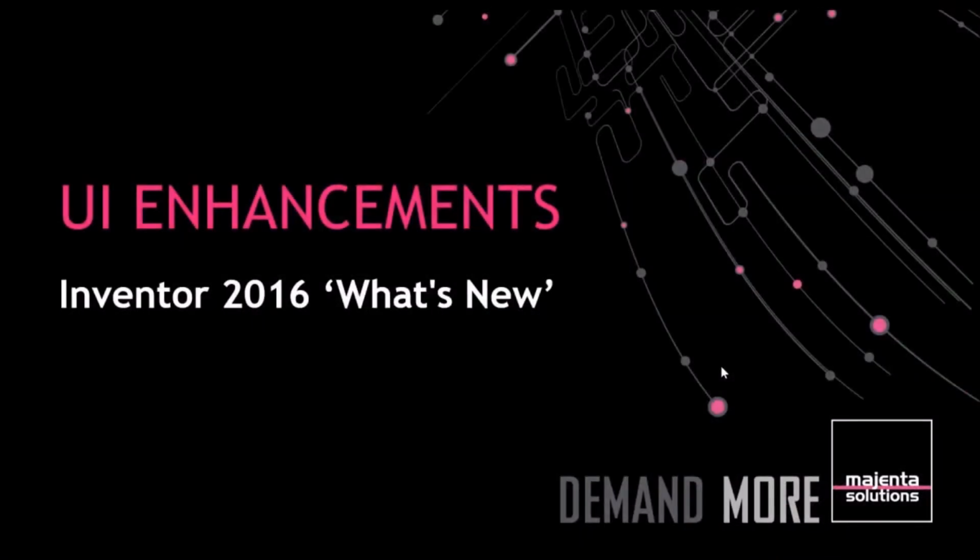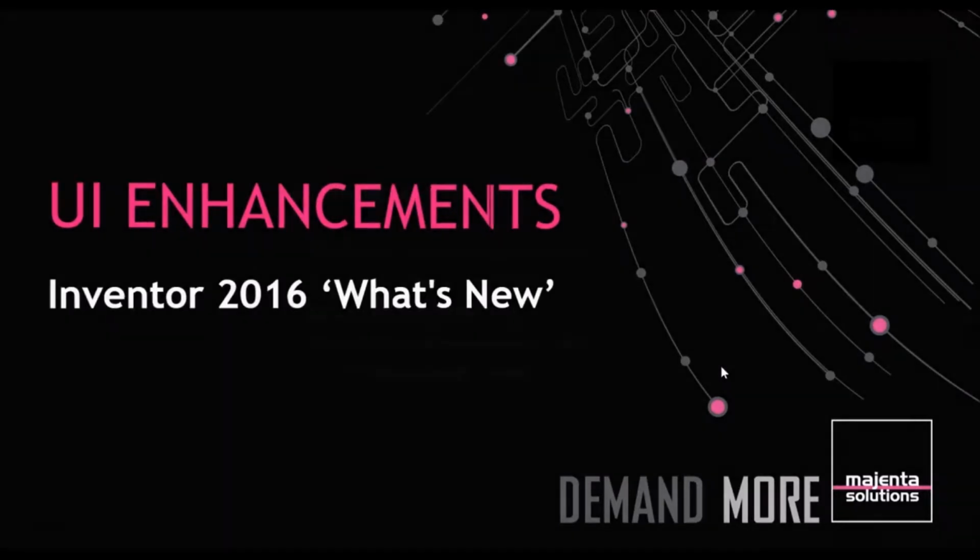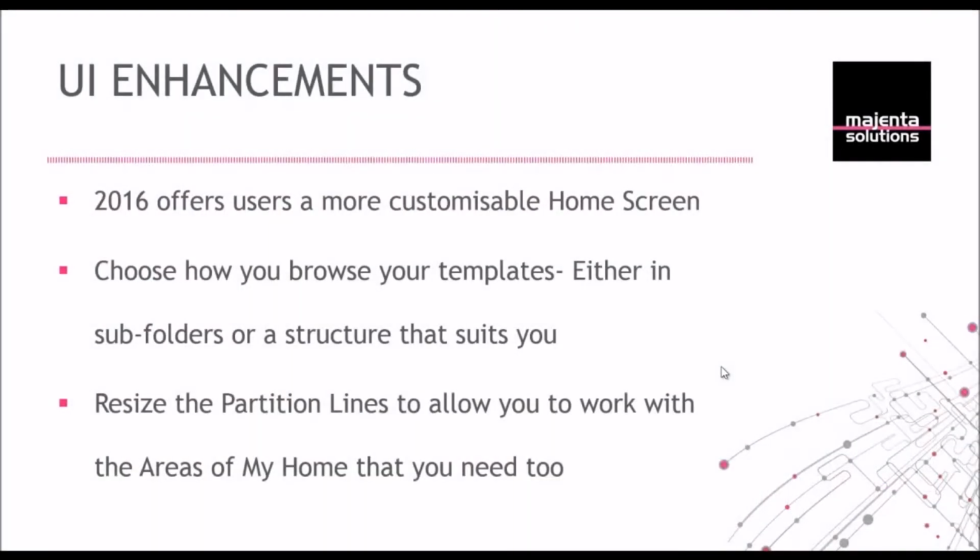The first thing we're going to have a look at is the user interface enhancement. So what's different between Inventor 2016 and Inventor 2015? 2016 offers a much more customizable home screen. You can choose how you browse your templates, either in subfolders or in a structure that suits you, so you can create your own structure to suit. You can also resize any of the partition lines that you will see in a moment, to allow you to work with the different areas of the home screen that you need to specifically.